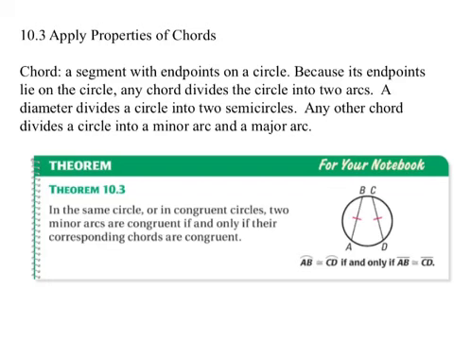Here's our theorem, Theorem 10.3. In the same circle or in congruent circles, two minor arcs are congruent if and only if their corresponding chords are congruent, which means if this chord is congruent to this chord, then that arc is congruent to that arc.